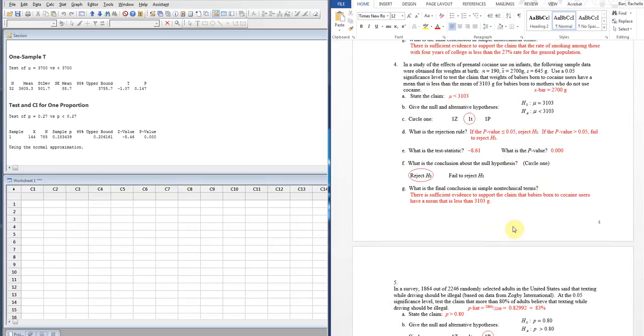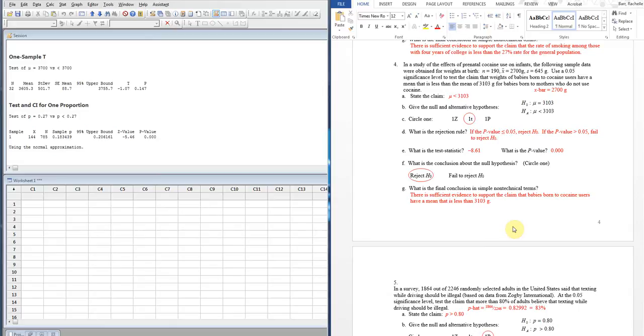In a study that affects prenatal cocaine use on infants, oh, such depressing things. If you're wondering where I get these, it's random studies, and sometimes they're sad. The following data was obtained for weights at birth. With a sample size of 190, the mean weight was 2,700 grams with a standard deviation of 645 grams. I'm looking at this and saying, oh, that's a sample standard deviation. I wonder if this is going to be a T.